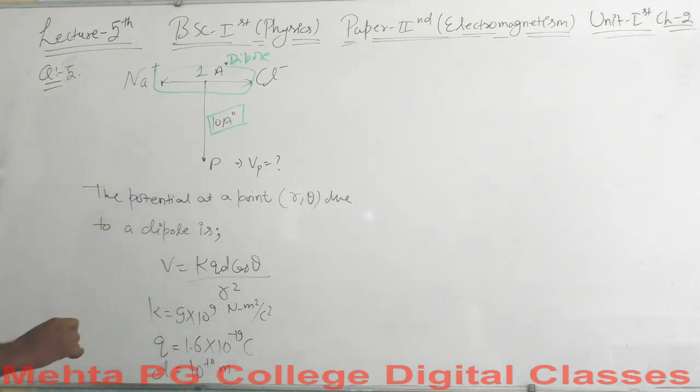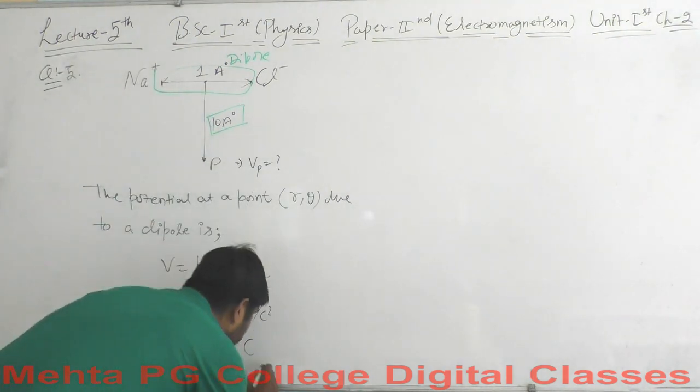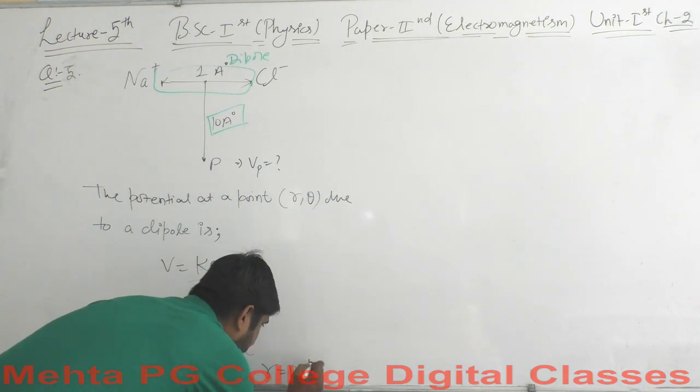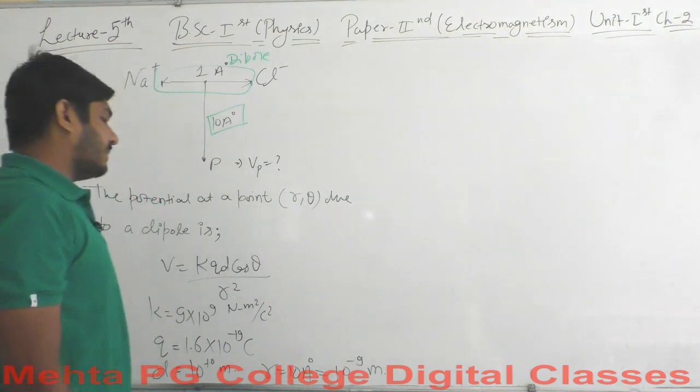Yes, that is 10 to the power minus 10 meter. This is the angstrom distance. Also, we have been given the value of R here. What is the value of R? That has been given as 10 angstrom, or you can say this is 10 to the power minus 9 meters.